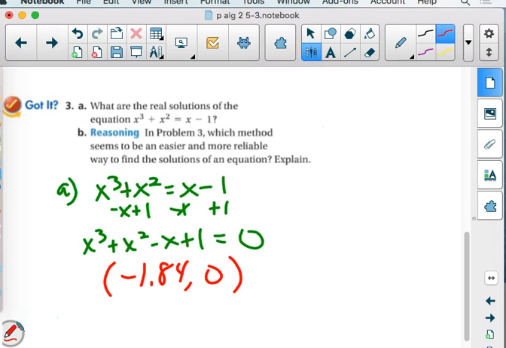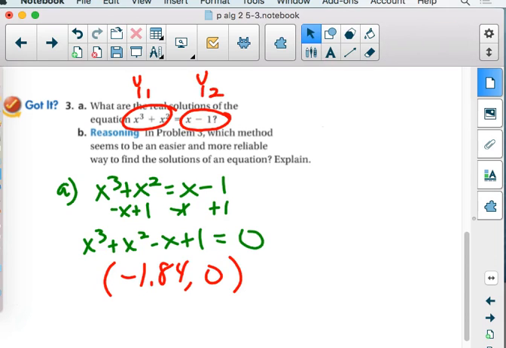When it says, just find the real ones, don't spaz out when you see, oh my gosh, there's only one and there's supposed to be 3. It's okay. Remember, imaginaries come in pairs, so the other 2 are imaginary. B says, in problem 3, which method seems to be an easier and more reliable way to find the solutions of an equation? That must mean there's another way. There is. The other way is to leave this exactly as it is, put this in as y sub 1, put this in as y sub 2, and see where they hit each other using the intersection function. So let's see if that's a little bit easier and faster.